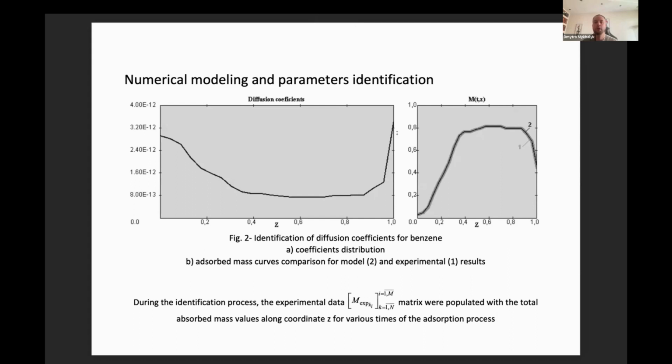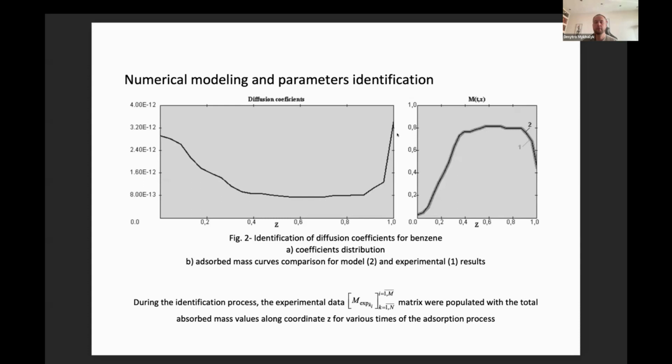Having that, we created the software and did the diffusion coefficient identification using the proposed method. Then, using the obtained coefficients, we simulated the absorption curve and compared it with the experiments. As you can see, it's pretty well correlated. There are two graphs, 1 and 2, and they're very close to each other. This means our coefficients were identified quite precisely, and it allows us to recreate the mass curve with the same precision.